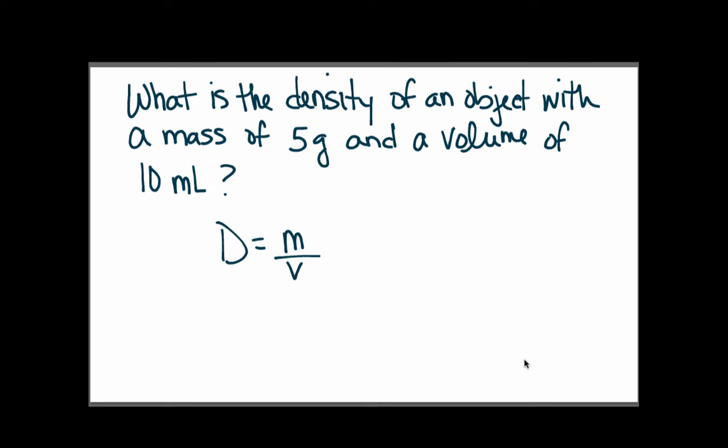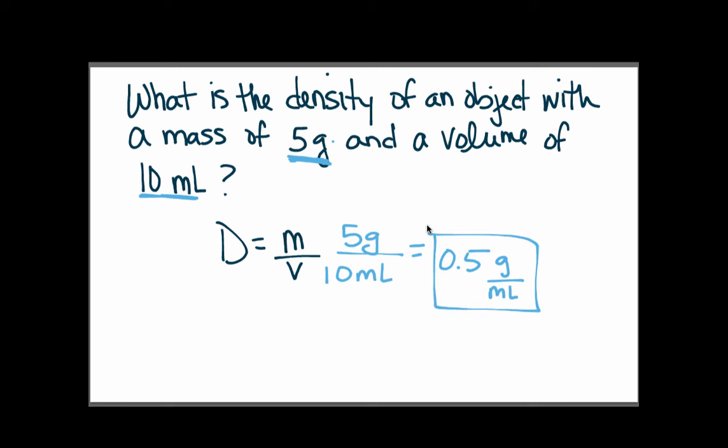So then our first problem, what is the density of an object with a mass of 5 grams and a volume of 10 milliliters? So I'm going to solve for density. Density equals mass divided by volume. So all I'm going to do is plug in these numbers. Density equals mass, which is 5 grams, divided by 10 milliliters. So this is going to be 0.5, and the units carry over. The units are just as important as the number. So it's 0.5 grams per milliliter. You have to have units on your calculations, and I put a box around it so that I know that it's the answer.